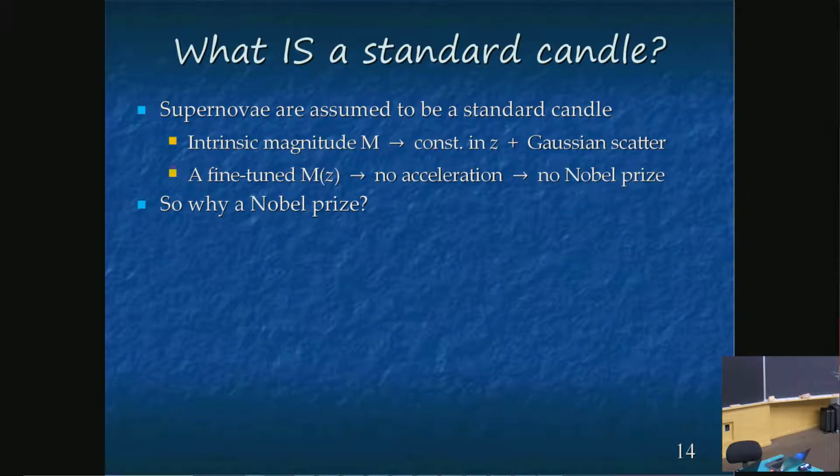and there would be no Nobel Prize. So now a question for the audience: why do you give a Nobel Prize to supernovae? I need answers. You must have thought about this at some point, back in the day, before the BAOs came to save the day.